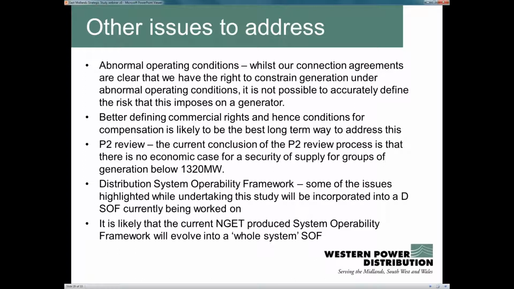But better commercial rights for those customers is clearly the way that we should be heading, so that when people are trying to invest into the network, they have a more defined right and expectation of what they should be getting for their connection. That kind of feeds into the P2 review, which is our security of supply standard. And as the needs and requirements of networks change with low carbon technologies and additional generation on there, we need to make sure that that document is changed. So that will be one of the key outputs for us as an industry over the next few months.